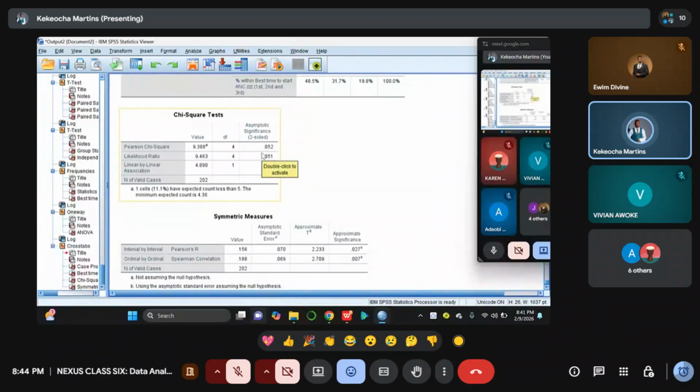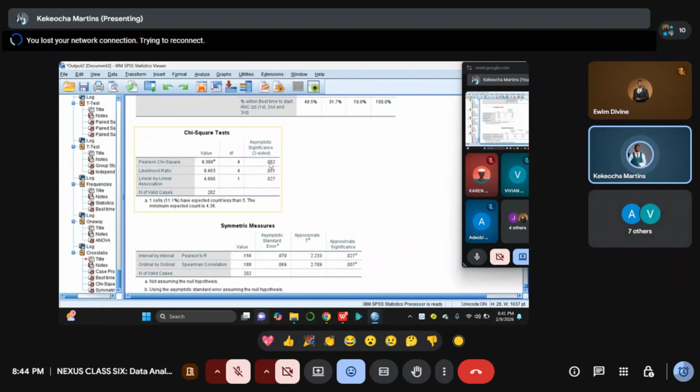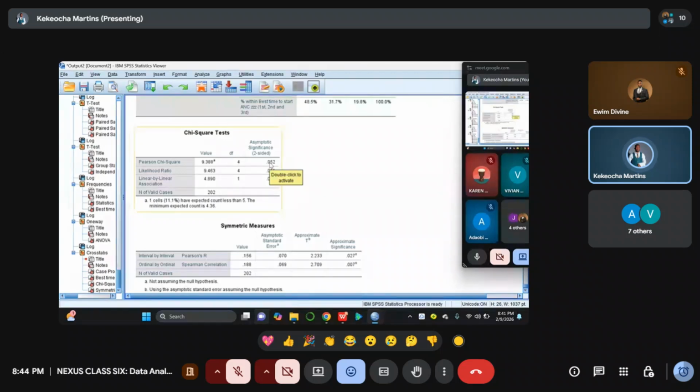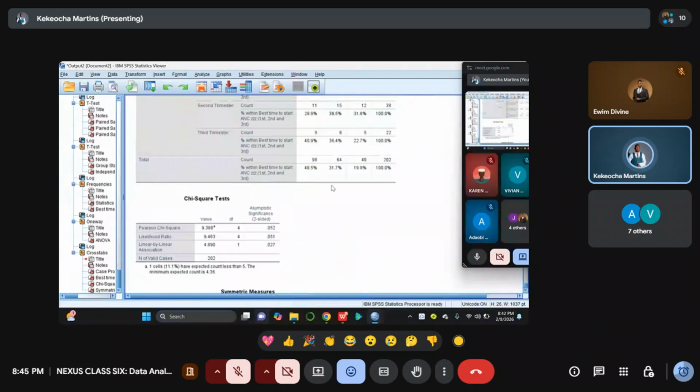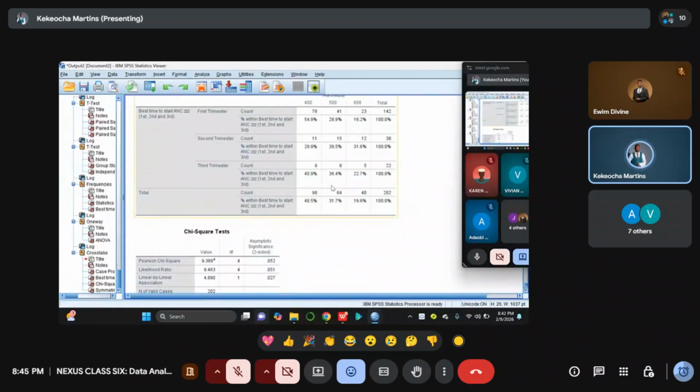So here you have Pearson's chi-square. This is your chi-square value. Under this value, you have 9.38. So your chi-square value is 9.38. Your p-value is close to the significant value, but it's not statistically significant. So that is for chi-square.